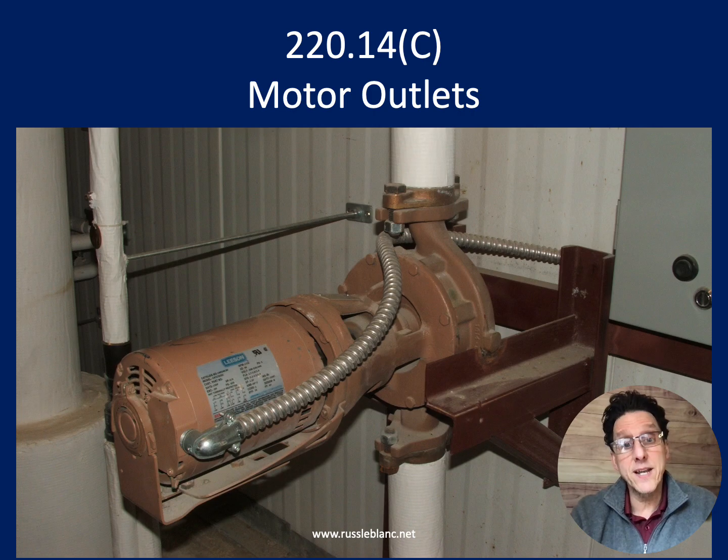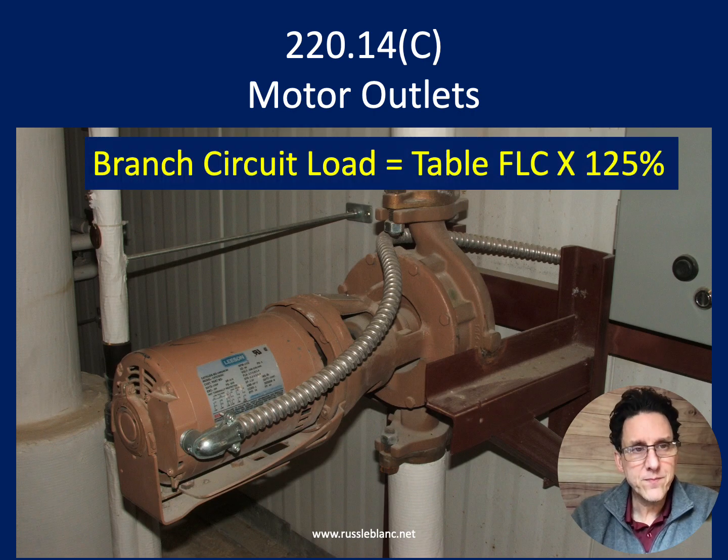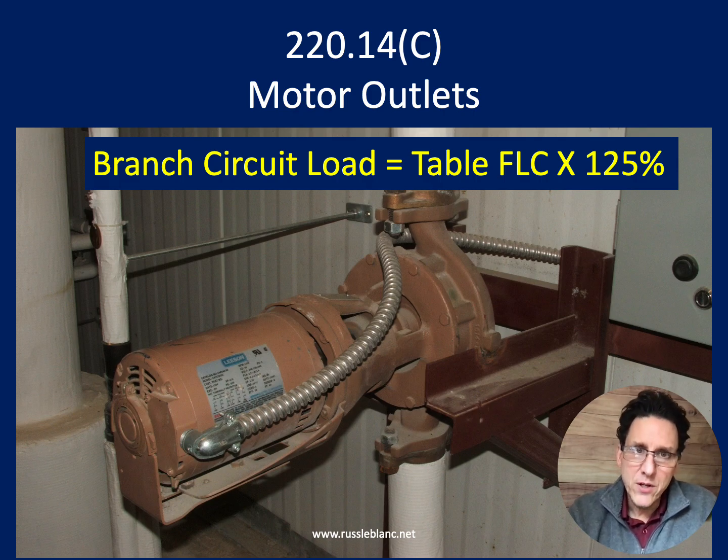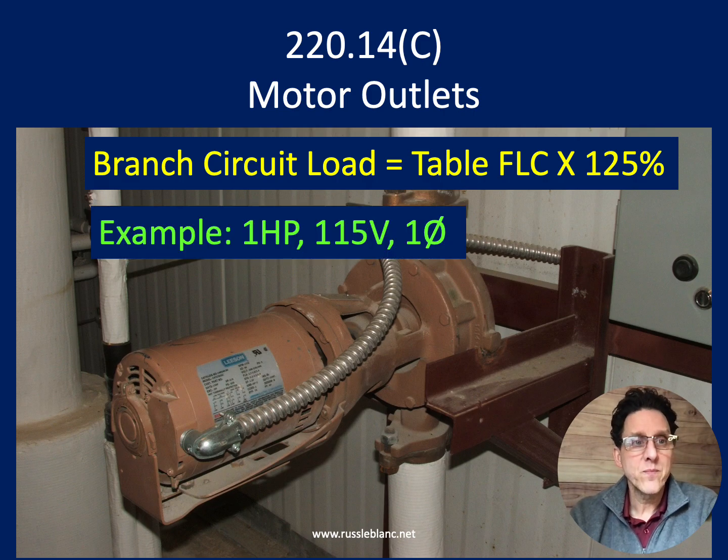So how do we calculate the load for this, right? That's what we're going to do, as if we were sizing wires. So basically it comes down to this. The branch circuit load is equal to the table full load current for this motor, not the nameplate amperage, the table full load current times 125%. That's what we would do if we were sizing conductors, right? So that's how we're going to calculate the load.